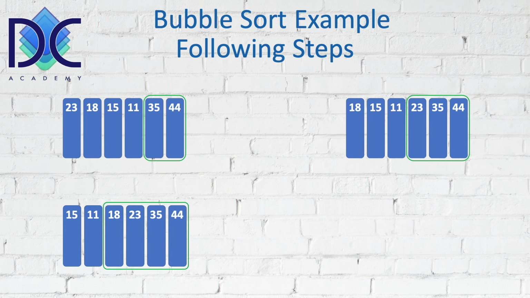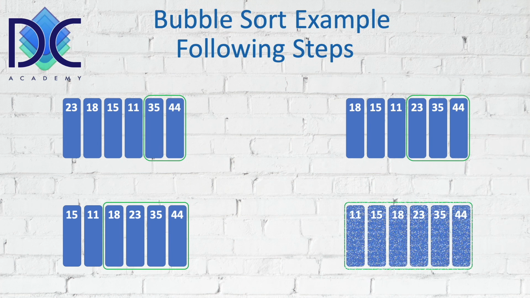Now we look at the remaining numbers. We always start with the first one in the series, which is 18, and then we continue until we have the 11 in place. Basically, we have the 15, which we put in place, and the last number we don't have to do anymore because automatically this will be the lowest number.